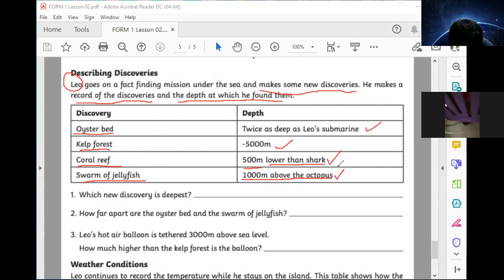Now you have to go back to your chart with your own pencil markings. Try to figure out where the octopus or oyster bed could be. Where is the kelp forest located? Where is the location of the coral reef? Where is the location of the swarm of jellyfish? Do you understand? Based on this information, do it. I give you some time.